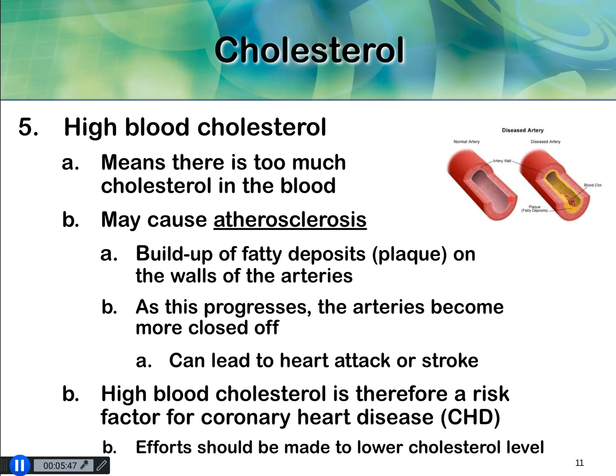So here's an illustration of a normal artery, arterial wall. There's no plaque on it. Here's a diseased artery with plaque built up along the inside of the walls, and then it's gotten so narrow that now there's a blood clot there. The blood wasn't able to pass through correctly.